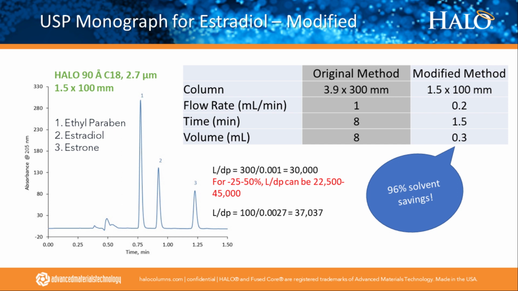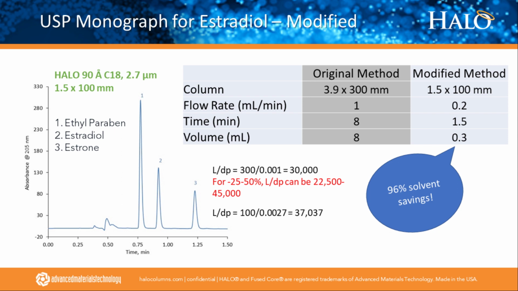Here's the USP monograph for estradiol in modified condition. In this case, we used a 4.6 by 100 millimeter column, Halo C18 and 2.7 micron particle size. In terms of the L to dp ratio, it could be anywhere from 22,500 to 45,000. And we're looking at 37,037, which is in the middle of that range for L to dp.